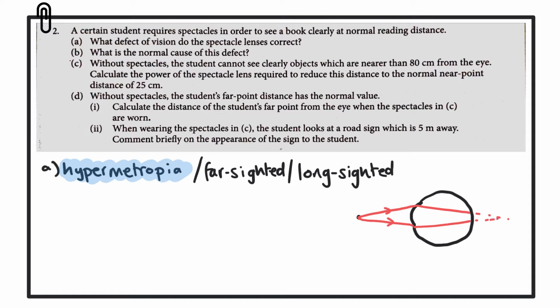So some reasons for this would be that the eyeball itself is too short. So we can see from the diagram that if the eyeball was a little bit longer, then the image would form on the back of the retina. Or maybe the cornea isn't curved enough in order to cause enough refraction for the rays of light to bend enough and meet on the retina. Or that the lens itself is too weak. So again, not powerful enough to refract the light in order to make it meet on the back of the retina.